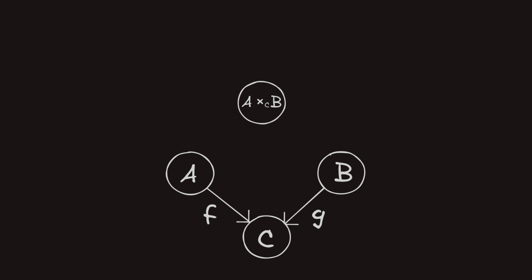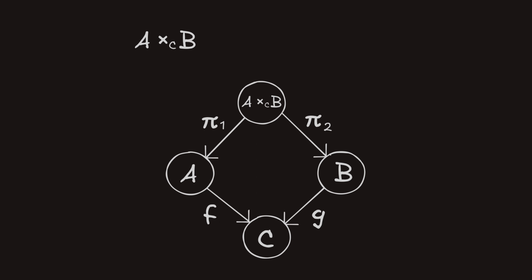Suppose we had the types A, B, and C. And suppose there is a function f from A to C and a function g from B to C. We can then think of the pullback almost like the product of A and B, with projections to A and B. We define it as follows.